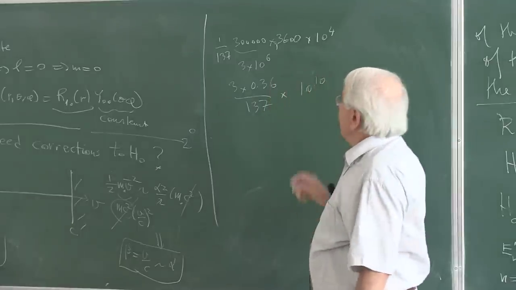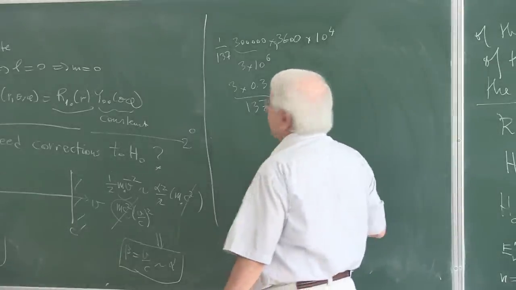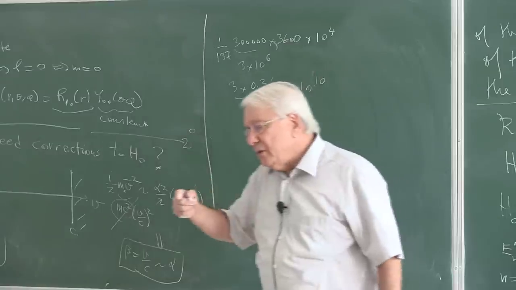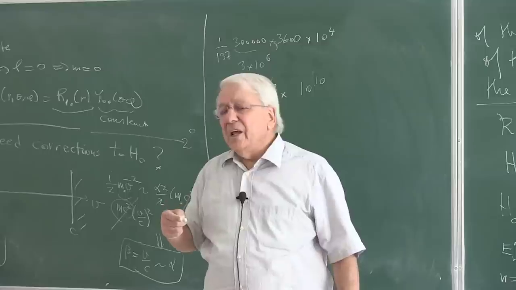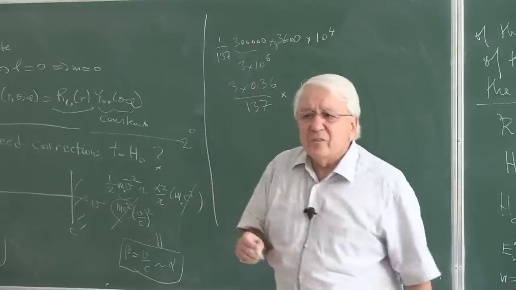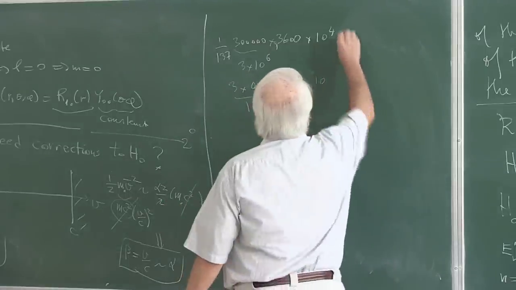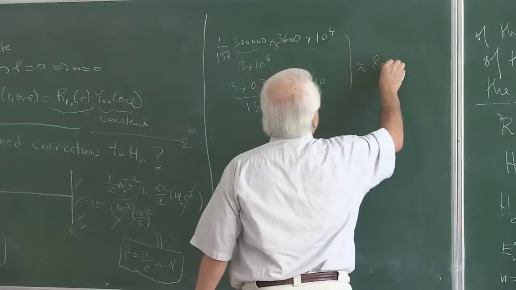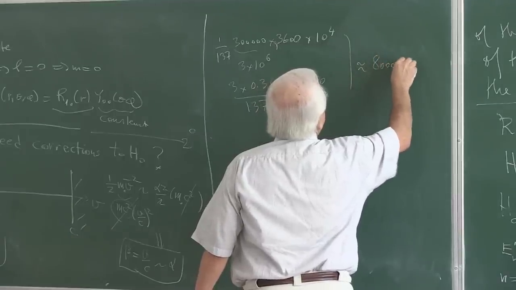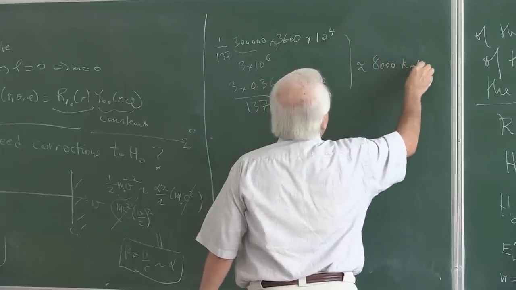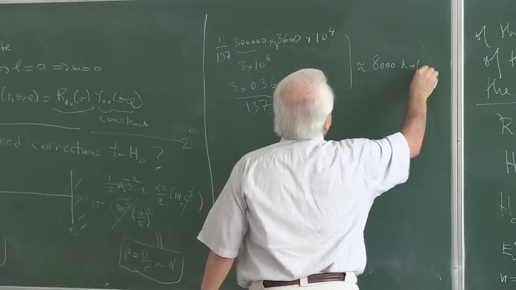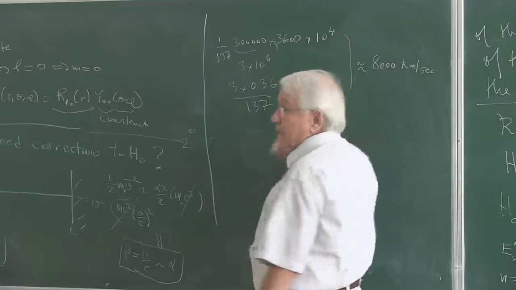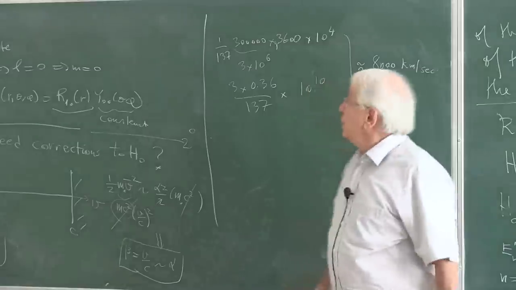1 million. No, of course, I have to divide this by 1 million, 100,000, and 10,000. At the order of 8,000, about 8,000 to 10,000, approximately 8,000 kilometers per second.